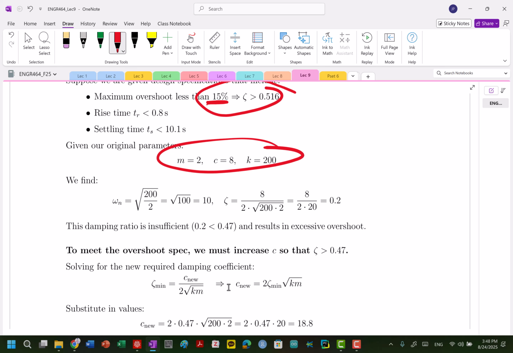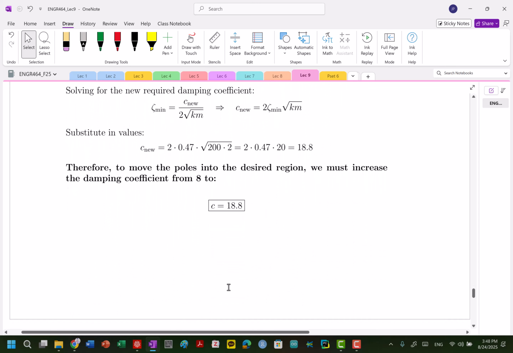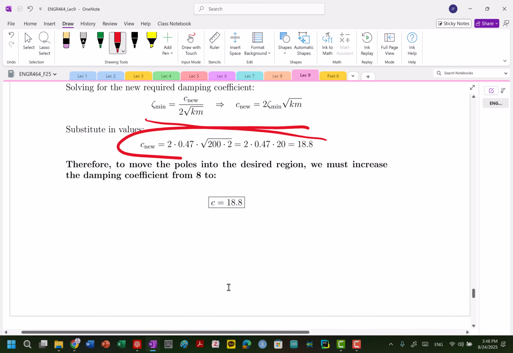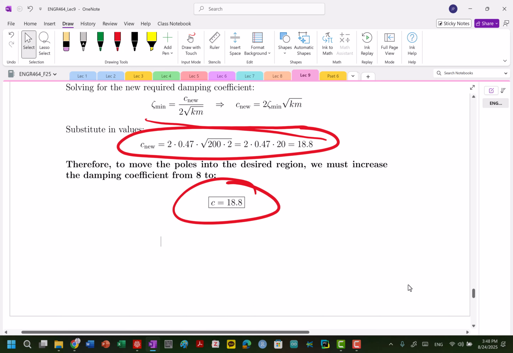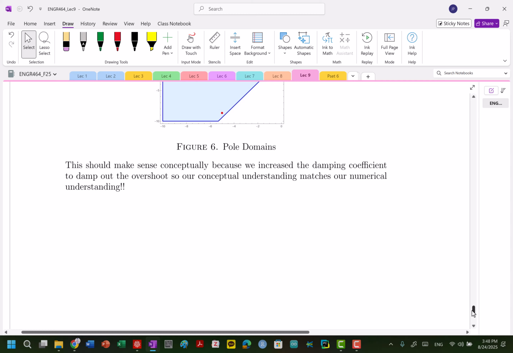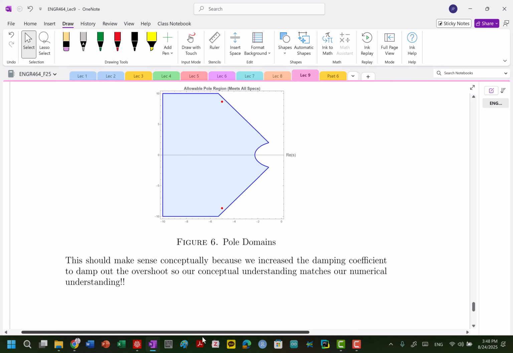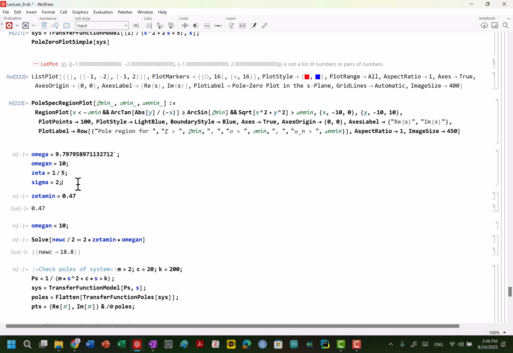But let's solve for that mathematically. Here we already know our omega n. We've already calculated our zeta before, and it's not sufficient. We need it to be greater than the value we calculate: 0.47 is our cutoff. If we solve for this, as long as we move the new damping coefficient to at least greater than 18.8, we're going to put that in the right pole region. And you can see that right here. These are the values that we had previously. This is our zeta min. We can calculate all those good things here.